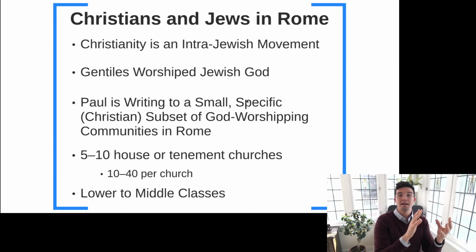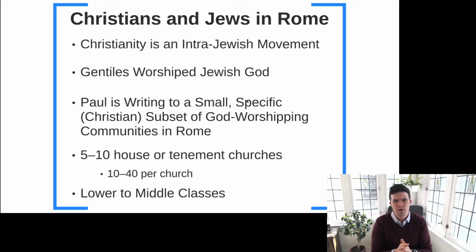You remember back to one of the first slides on the demographics of Rome in particular, we said there's probably some 20 to 50,000 Jews in Rome at the time Paul is writing. Paul is not writing to all 20 or 50,000 Jews in Rome. He's writing to a much smaller subset of Jews and of Christians that are part of his movement and part of the early Jesus movement.